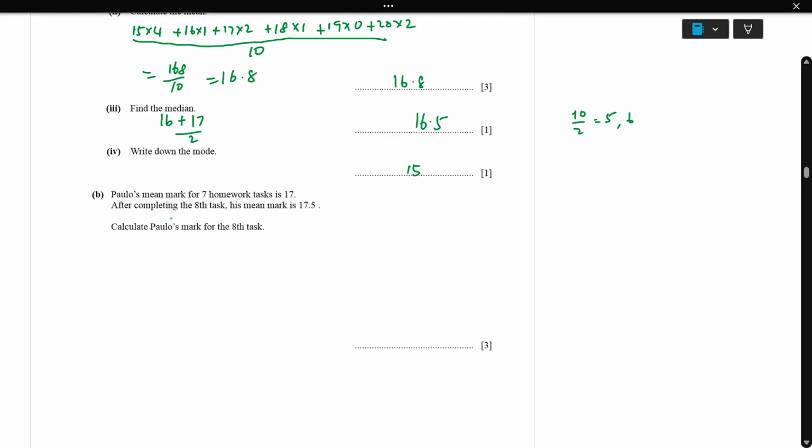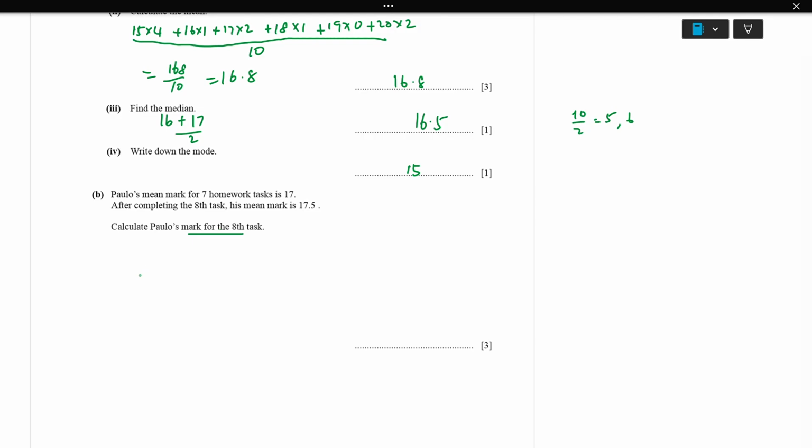Next, the mean mark for 7 homeworks is 17. After completing the 8th task, the mean mark is 17.5. So calculate Paul's mark for the 8th task.